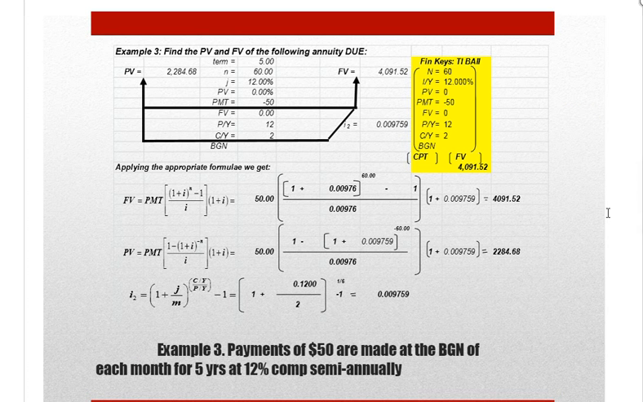Find the present value and future value of the following annuity due. So we have a term 5 years, payments of $50 at the beginning of each month for 5 years at 12% compounded semi-annually. So we're seeing here that we have 12 payments per year, but compounded semi-annually. So we have to calculate I sub 2. Formula for future value, present value. And we're substituting all those values. And at this stage, we can go and use a calculator. So let's take a look.